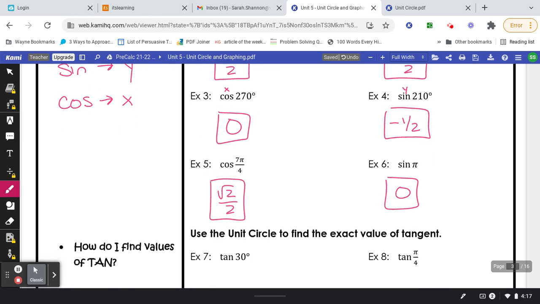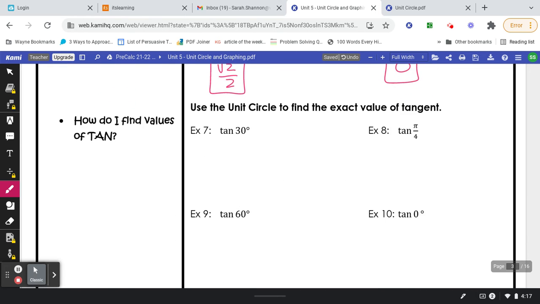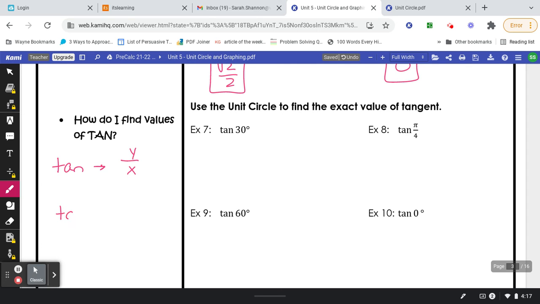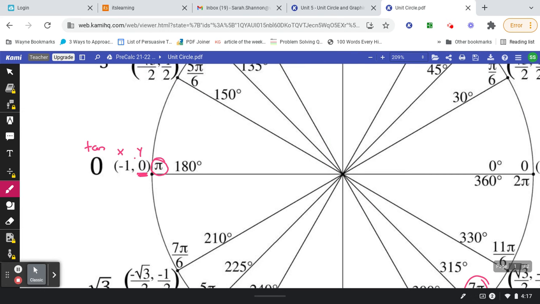Okay, for the next part, they're going to talk about tangent. And tangent can be found by doing the letter y divided by the letter x. It's also the outside values. And thankfully, we had enough room on our unit circle that we can actually put the answers on there, so you don't have to do this y over x every time. Let's take a look at your unit circle.